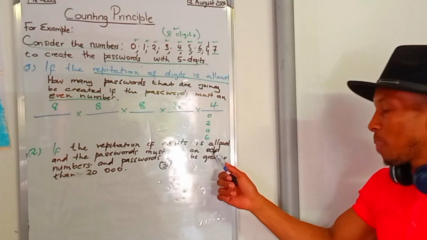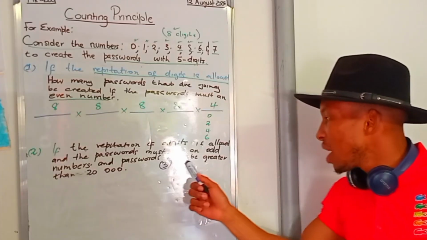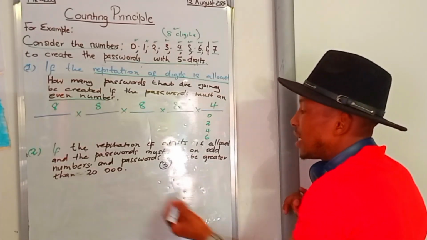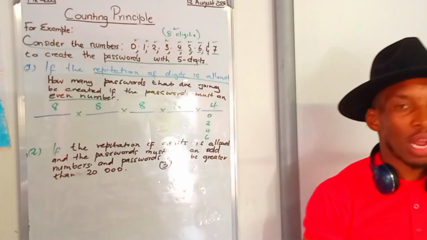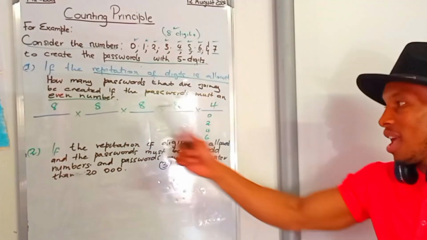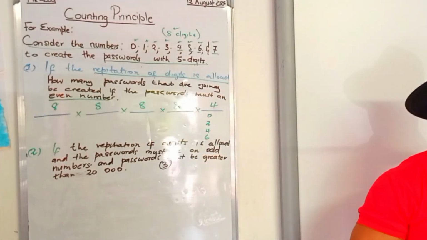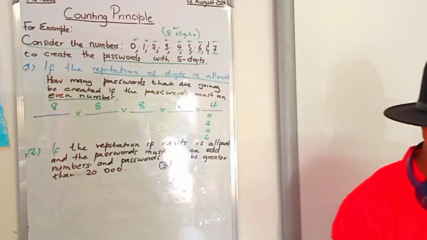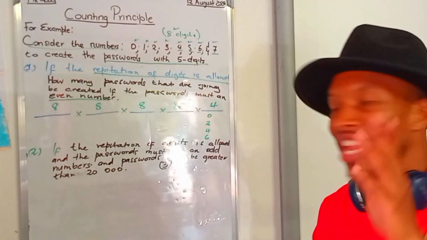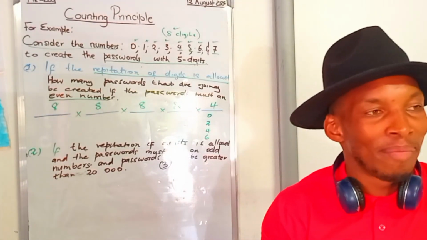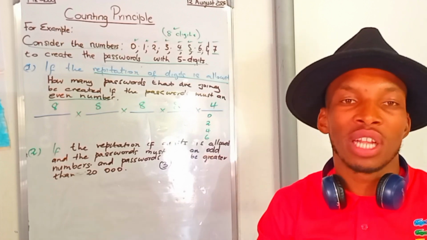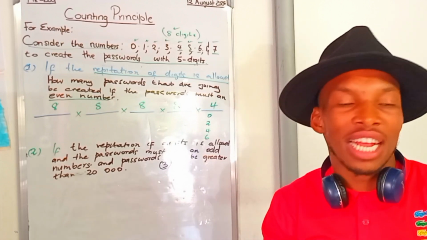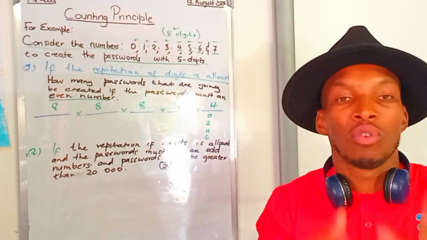If the password is an odd number and the password is greater than 20,000, that means we are going to look at 2 events that are going to be affected: the first event and also the last event. Then you are going to send me that homework. Tomorrow we are starting the arrangement of letters, until we finish the counting principle.